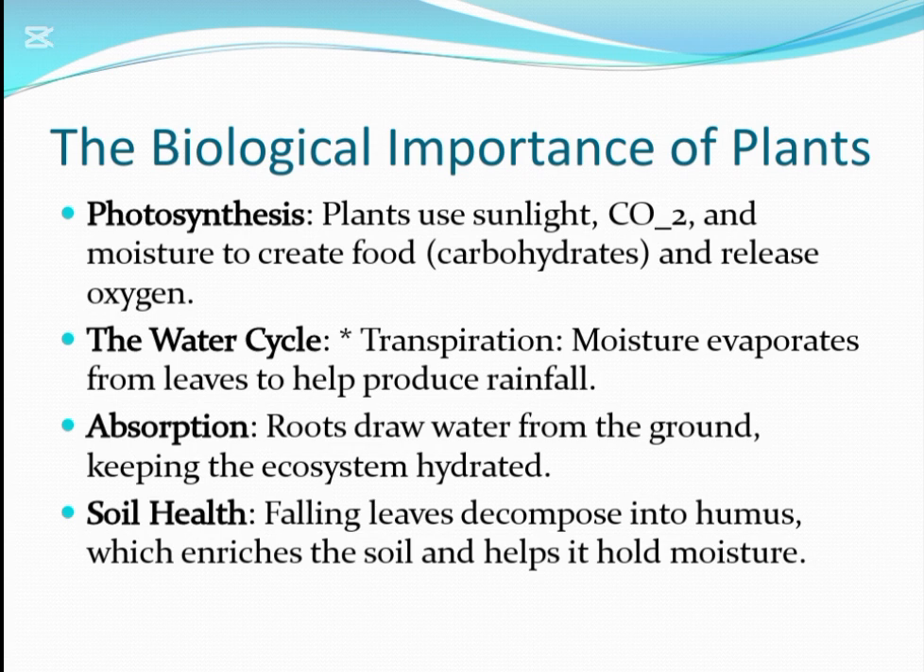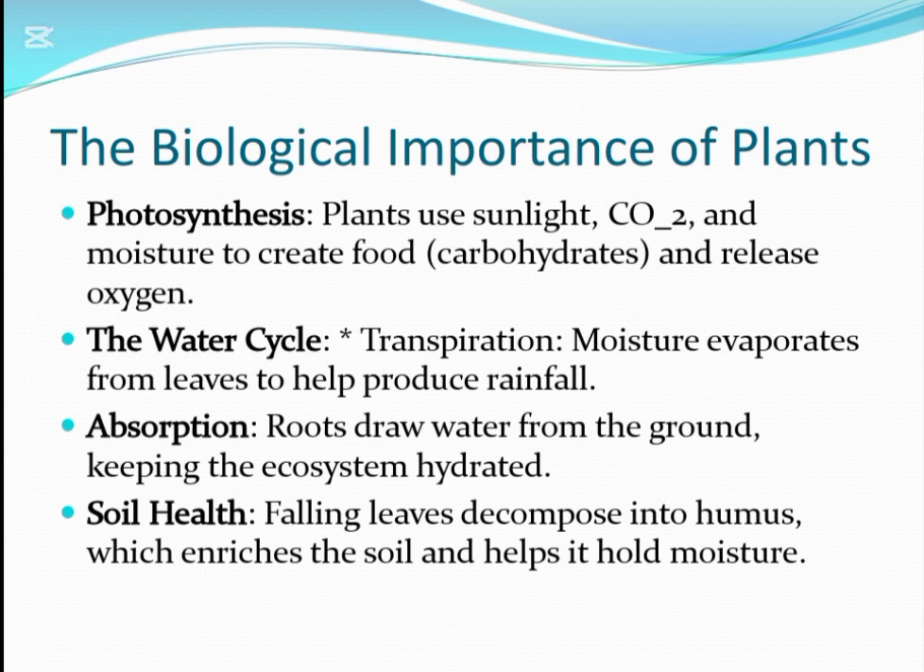Without this biological factory, we wouldn't have air to breathe. The next point is the water cycle. Have you ever wondered how water gets from the ground back up into the clouds? Plants help. Through transpiration, moisture evaporates from the leaves. It's like the tree is breathing out water vapor. This helps create clouds, which eventually lead to the rainfall we need for our crops and drinking water.